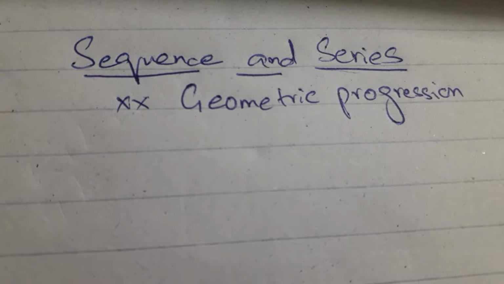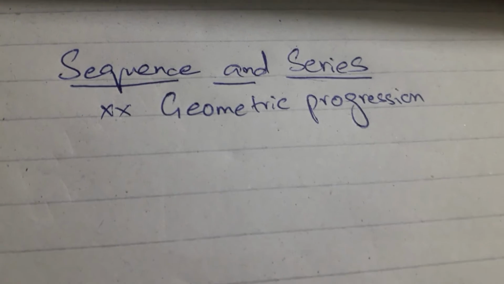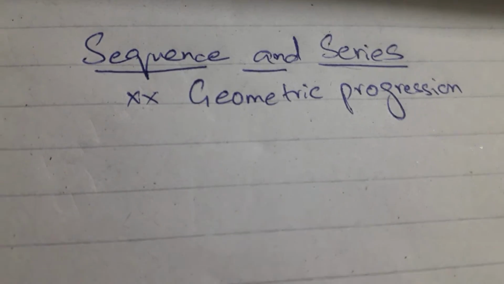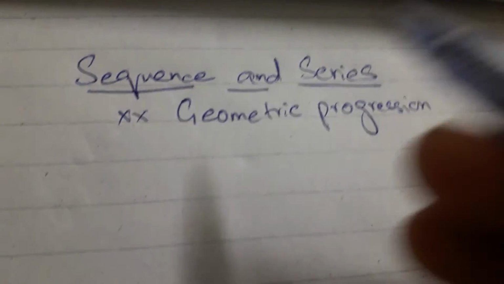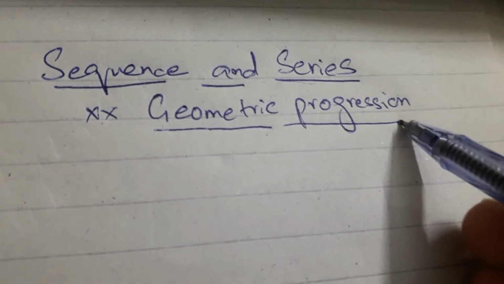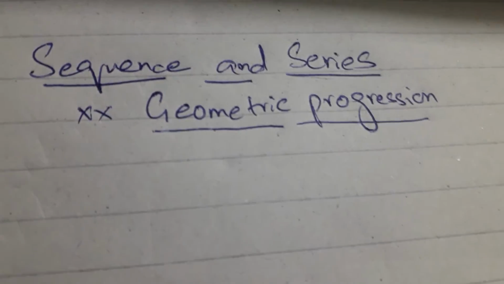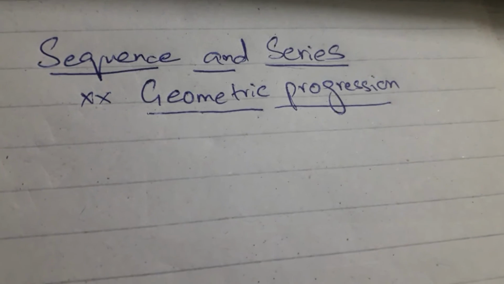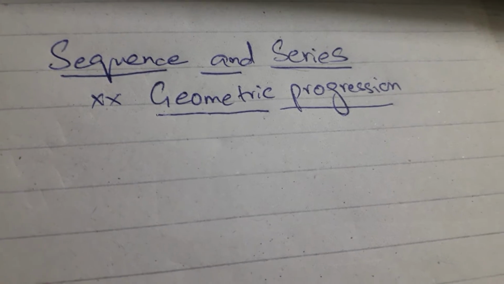Today my topic is sequence and series. In sequence and series, we have already learned the AP series, arithmetic progression series. Now today we will learn the geometric progression series. Now how can you identify the geometric progression series? It can be identified by the ratio.